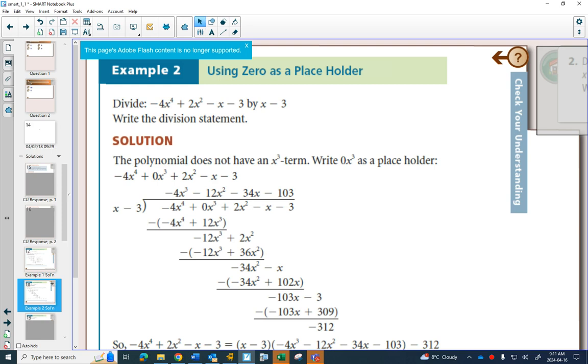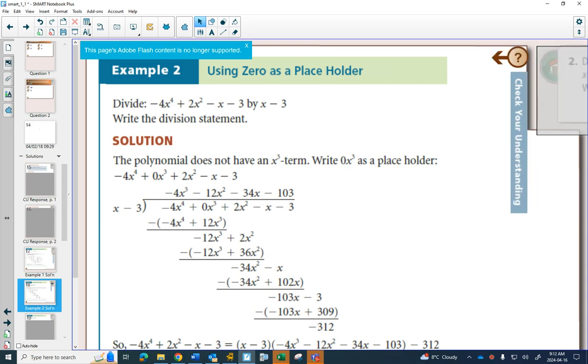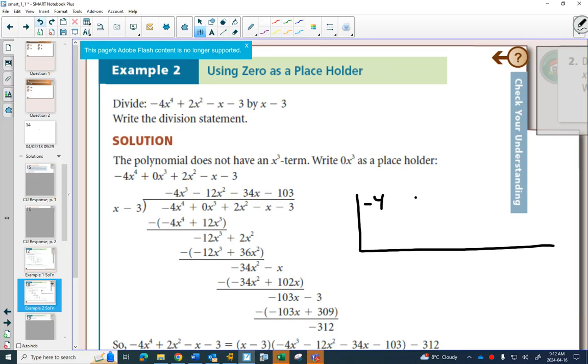Now we're going to find we can do this same question with something called synthetic division, and it looks like this. I'll do it right beside. Wow, that's a big check mark. That's kind of cool. So I make a box like this, and then I take the coefficients of my original answer, including the 0. So in front of the x to the 4 is a negative 4. Then there's 0x cubed, 2x squared, negative 1x, and a negative 3 at the end.